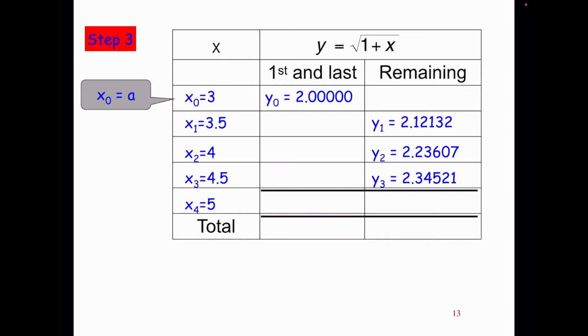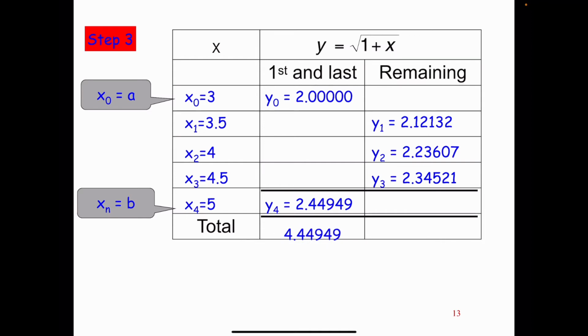Then again, substitute your x equals to 5 into your function y equals to square root of 1 plus x. And then the value, because that is the last, so put it into the column first and last, which is 2.44949. Then total up, you sum up. So for the column first and last, you will get 4.44949. And then for the column remaining, okay, press the calculator, add up, find the summation, you will get 6.70260.